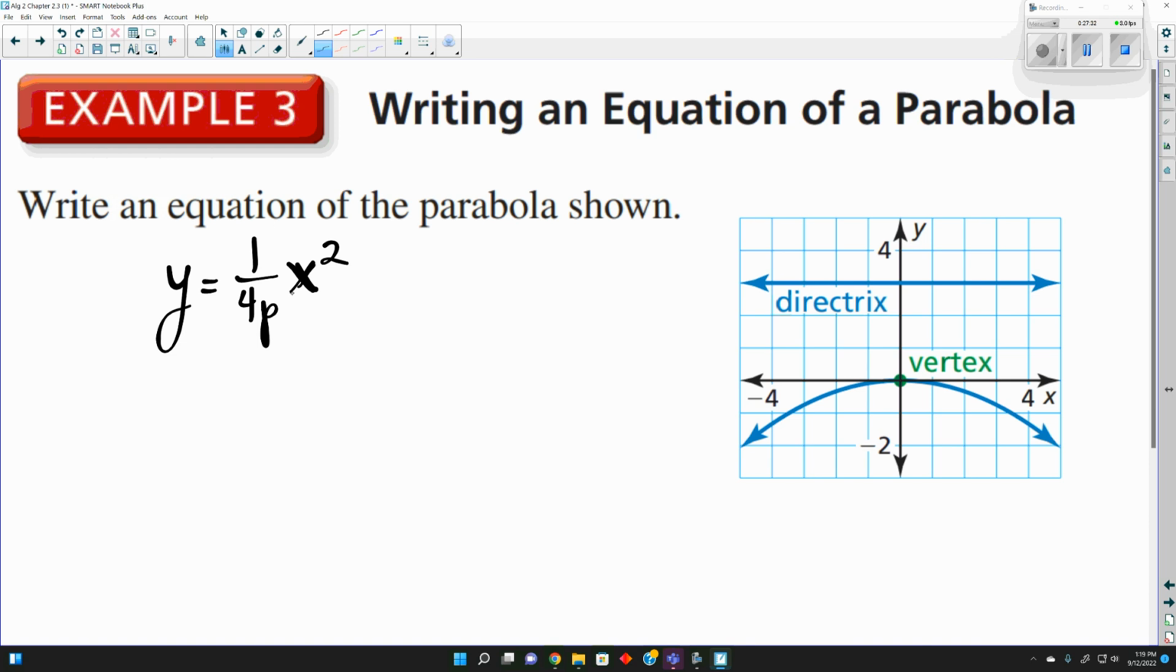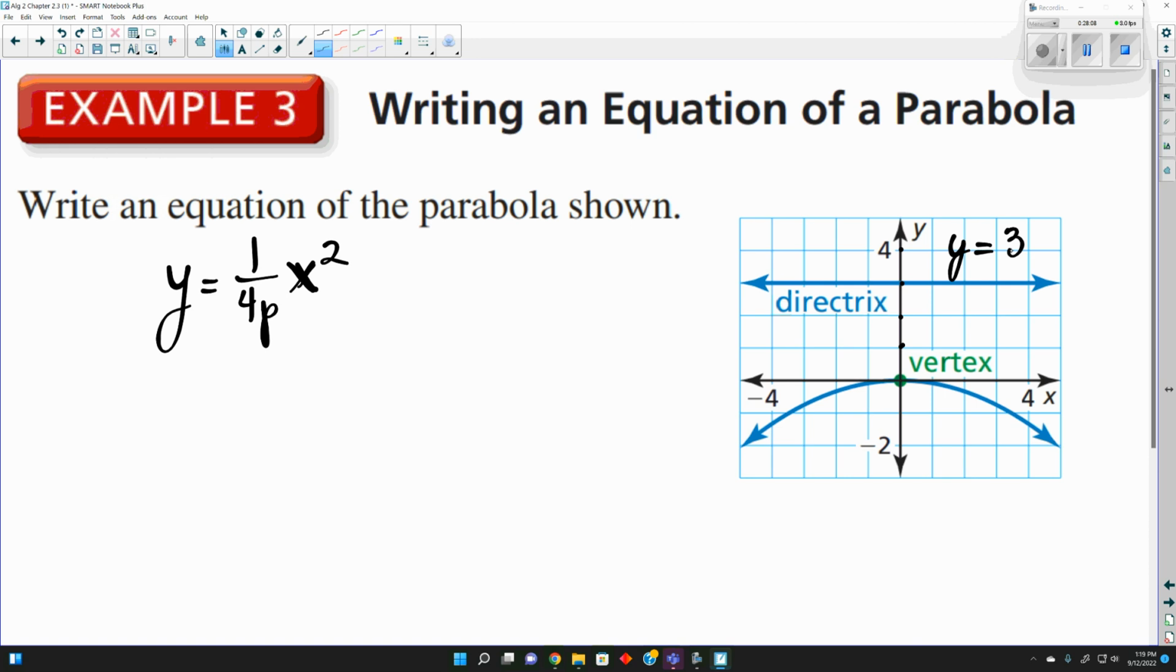Now let's see what else they gave us. Well, they gave us the directrix, yes? Well, the way we describe this line is going to be y equals whatever number it crosses. And what is the y value for that line? Well, we have 1, 2, 3, 4. So it is y equals 3 is the directrix, yes? Which one of those two equations has a directrix as y equals? Well, 1/4p times x squared, yes? So we have the correct equation.